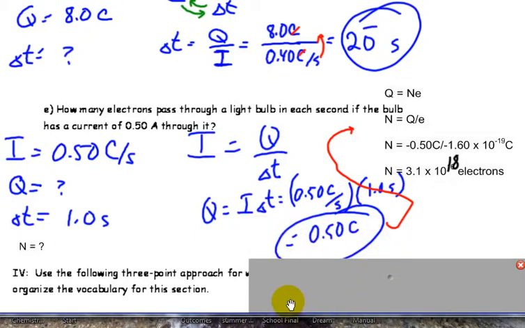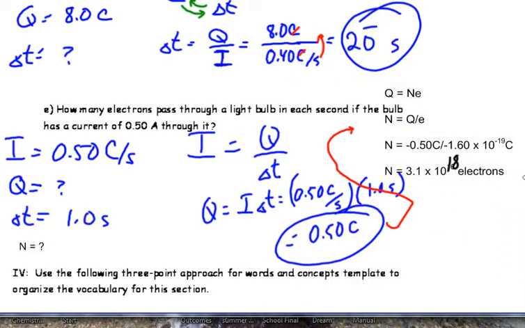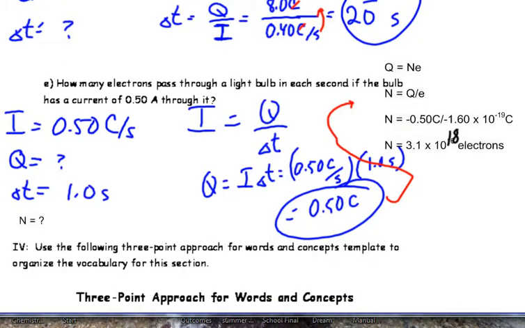But the question further asks, how many electrons is this? So technically, this charge represents electrons. So looking back at the formula earlier in the booklet, Q equals NE, or looking for N, Q over E. This is technically a minus 0.50 coulombs because it represents electrons. The elementary charge of an electron is negative 1.6 times 10 to the minus 19 coulombs. And when I figure that out, the negatives cancel, the coulombs cancel, and I'm left with 3.1 times 10 to the 18. And I can put the word electrons on the end of it, because that is the elementary charge that I'm dealing with.